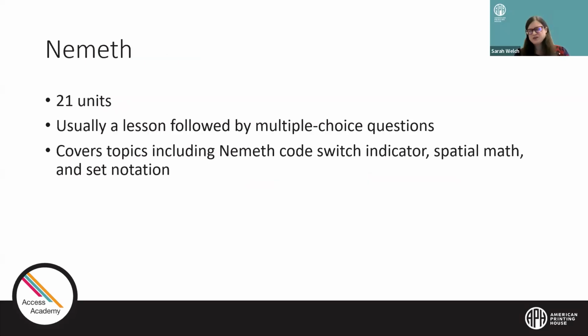Moving on to Nemeth, which is the other way to represent math in Braille. It has 21 units, and again, it is typically a lesson followed by multiple choice questions. It includes topics such as Nemeth Code switch indicators, spatial math, and set notation. Pretty much every topic is represented in both the UEB math and the Nemeth, so if you're choosing one or the other, you're not missing anything.